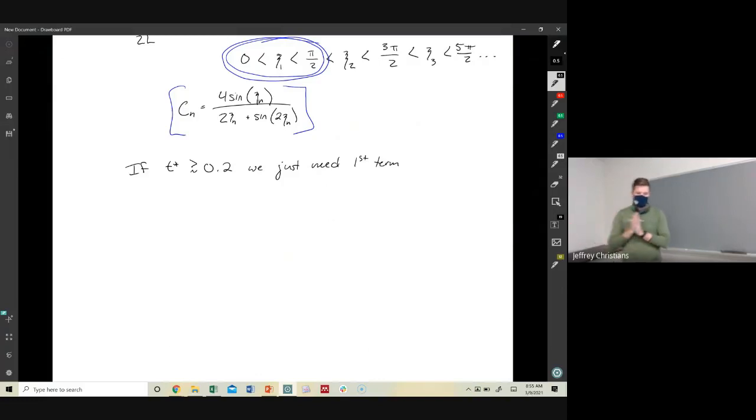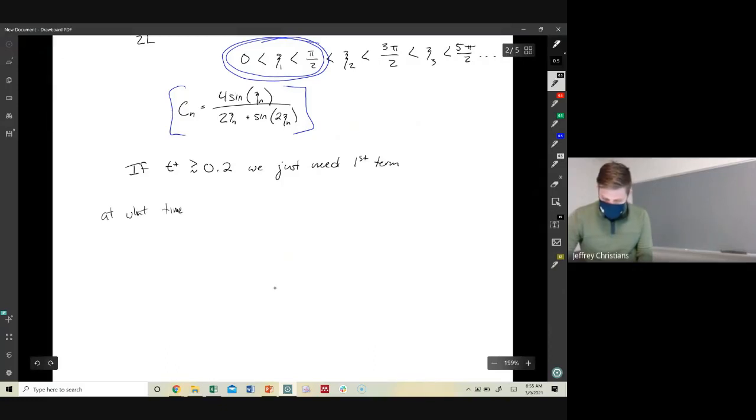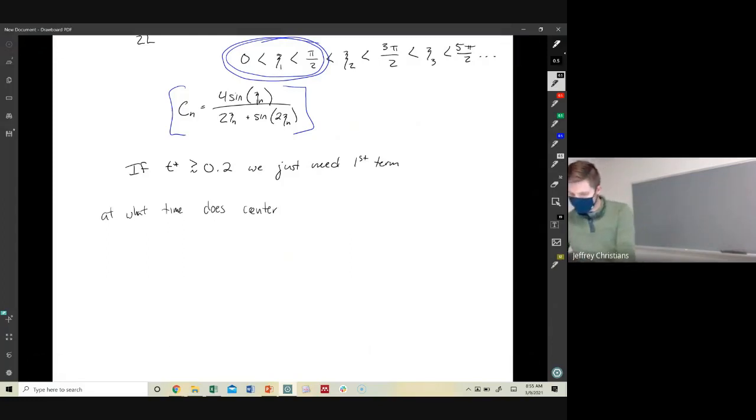What we're going to do though is we could still answer a question like, at what time does the center of the tire reach, say, 175 Celsius? So I'm going to flip this around, because otherwise I'm going to struggle.